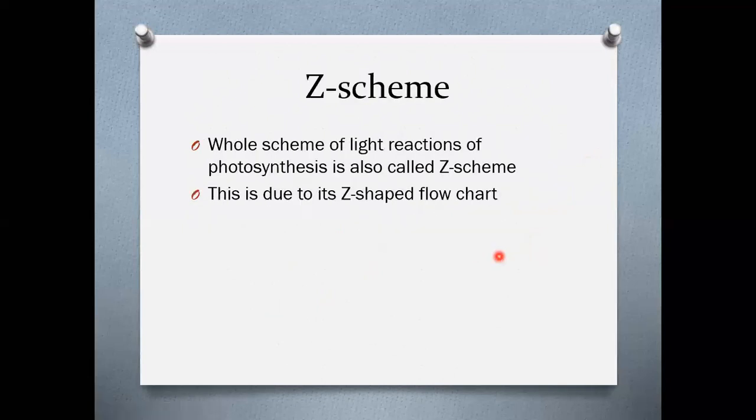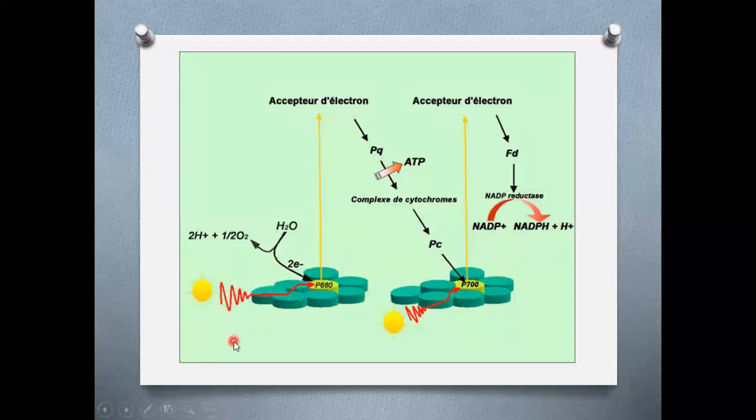So what is the Z scheme? The whole scheme of light reactions in photosynthesis is also called the Z scheme. This is due to the Z shape of the chart you can see here. Let's review this diagram. Sunlight comes to the photosystem reaction center in which chlorophyll A is present. H2O breaks down in the presence of light, releasing two protons, two electrons, and half an oxygen. Oxygen is released and we inhale it. This electron is then passed to the next photosystem by electron carriers.